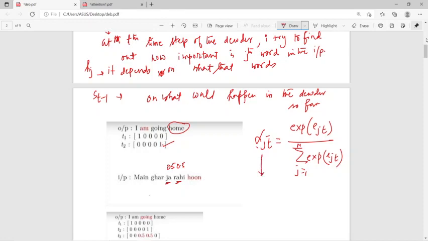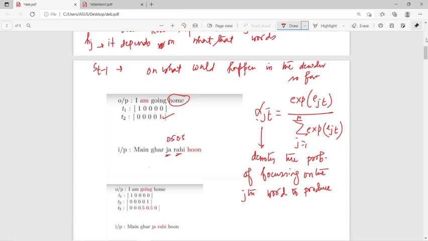So what is alpha JT? It denotes the probability of focusing on the jth word to produce the tth output word. So we are now trying to learn alphas instead of an oracle informing us. I have to learn the value of alpha, and learning would always involve some parameter. So we have to define a parametric form of alphas.